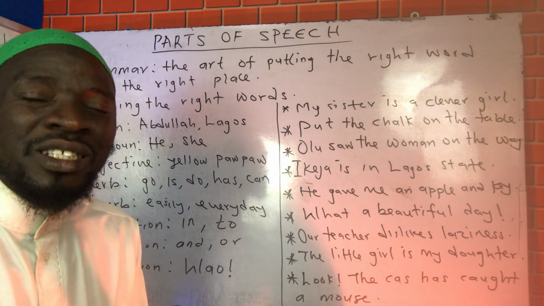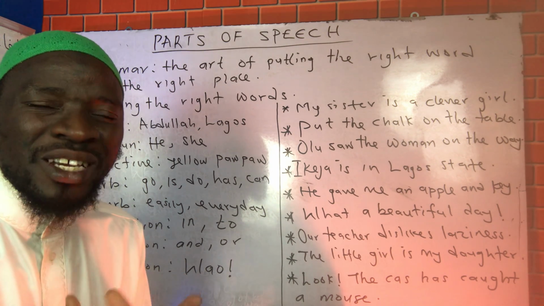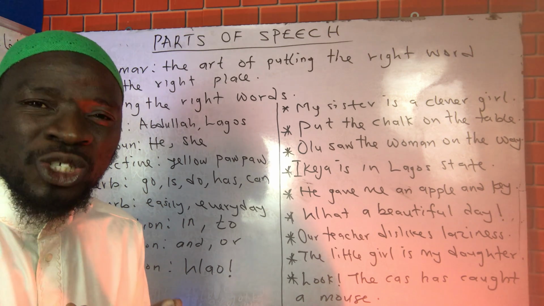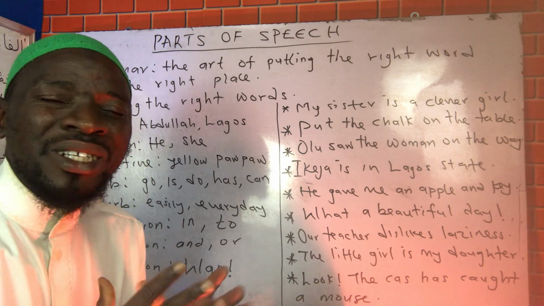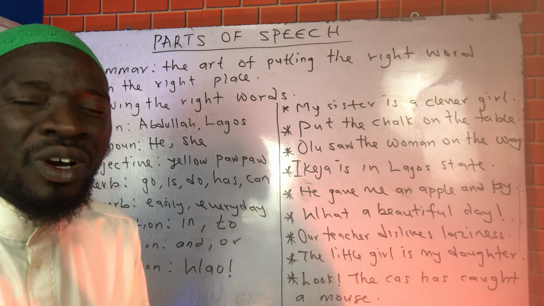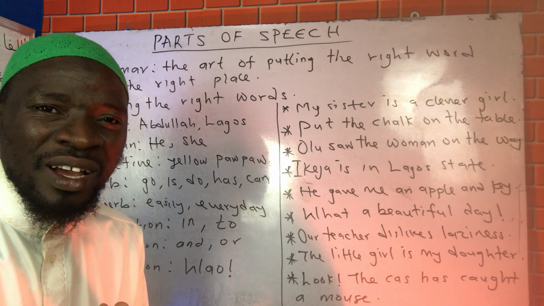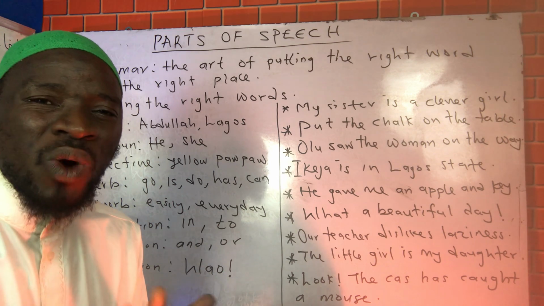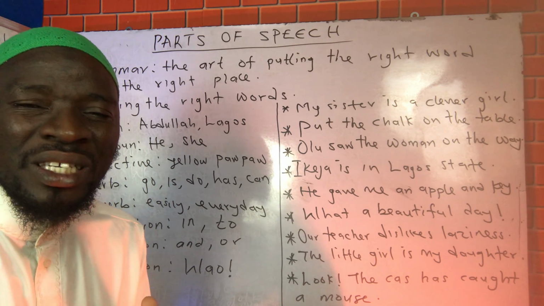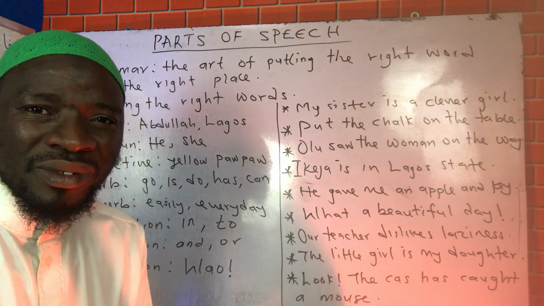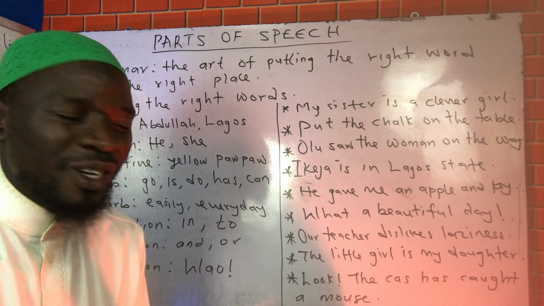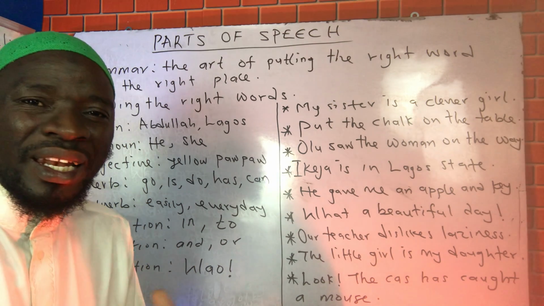For instance, the boy or the girl is responsible for the destruction. The man with his wife are going for their naming celebration. So these are words that show link.